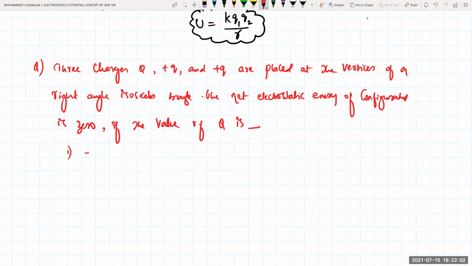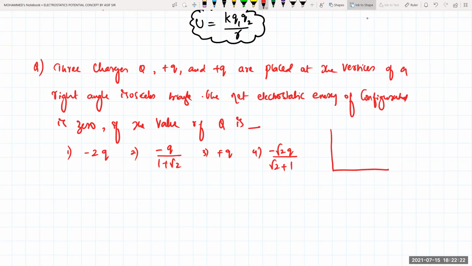I'll give the options for this one. First option is minus 2Q. Second option is minus Q divided by 1 plus root 2. Third option is plus Q. And fourth option is minus root 2 into Q divided by root 2 plus 1. And the diagram is given in the problem. This is the given diagram: an isosceles triangle making an angle of 90 degrees, with charge Q here, plus Q here, and plus Q here.